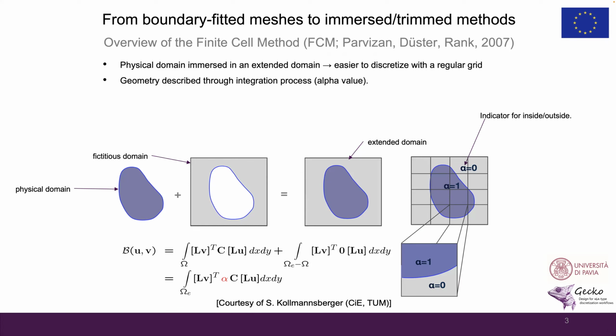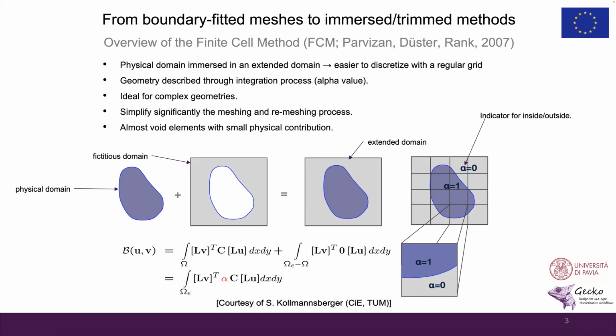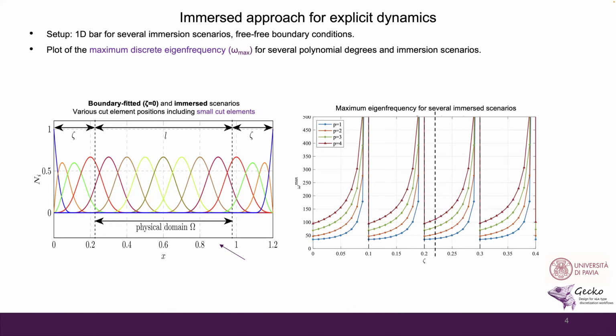And the idea is to embed the physical domain in an extended domain that is much easier to discretize with a regular grid. This approach is ideal for complex geometries, and the meshing and remeshing process can be simplified a lot. But the presence of almost void elements with a small physical contribution can be problematic, as we will see in the next slide. To investigate the effects of immersion, we choose a simple bar setup.